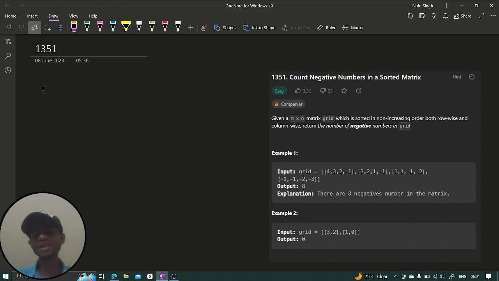Hi everyone. In today's challenge, we have this problem: count negative numbers in a sorted matrix, and the problem number is 1351. Alright, guys. So as usual, first of all, we are going to clearly understand this problem statement. After that, we are going to move to the logic part. We are going to see how we can solve this problem.